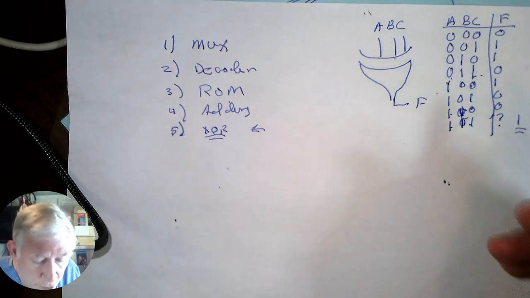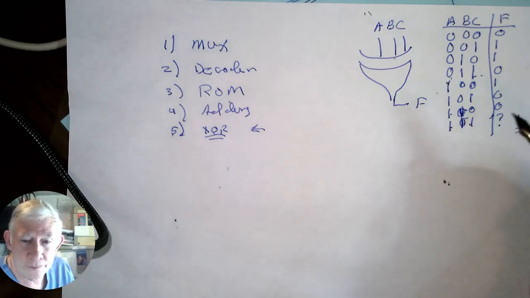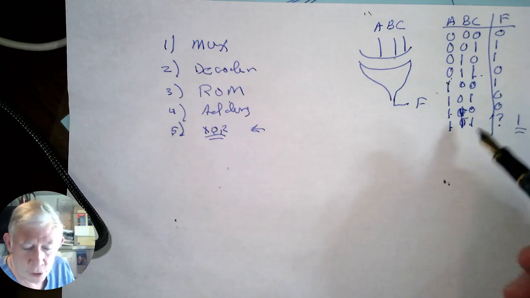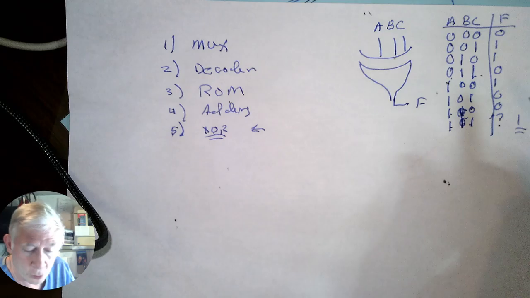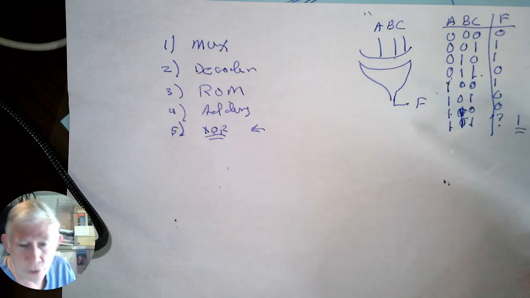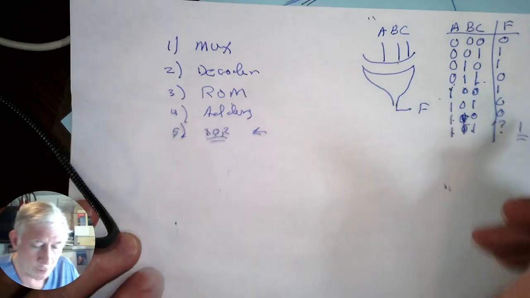If we had four inputs, anywhere you had four inputs, we'd put a zero. But anywhere you had three inputs, you put a one. Anywhere you had two inputs, you put a zero. Anywhere you had one input, you'd put a one. And anywhere you had all zeros, you'd put a zero. All right, so that pretty much covers the exclusive OR gate.